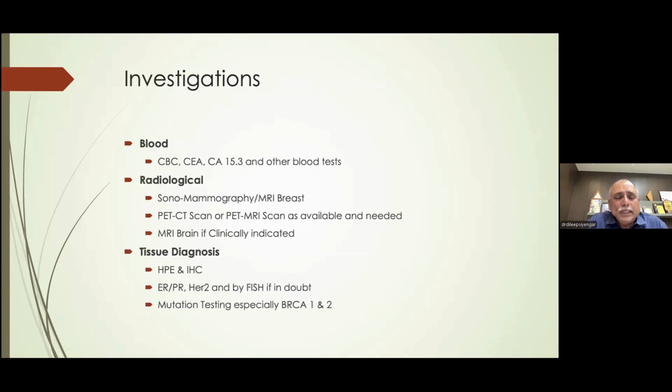So once we come to the diagnosis of a breast cancer, then we should do investigations. What are the investigations possible? First thing is blood investigations. In blood investigation, CBC, CEA, CA 15.3, these are the biomarkers for cancer. And other blood tests like liver, kidney function tests should be done.